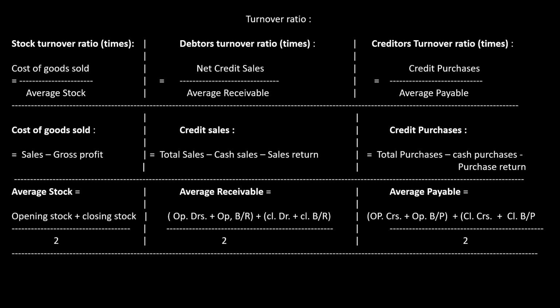The same formula will be applied for average receivable. If you don't have opening debtors and opening BR, the closing debtors and closing BR alone will be called the average receivable. No need to divide by 2 also. The same way for average payable: opening creditors, opening bills payable, closing creditors, closing bills payable, divided by 2. So that is your average payable. Is it clear? Now we'll go to the next slide.